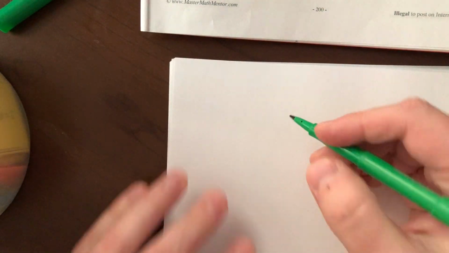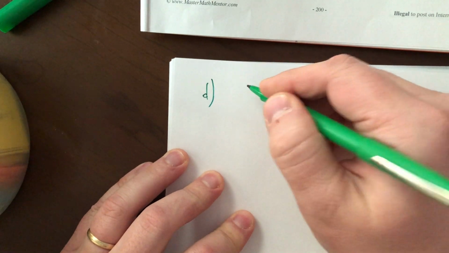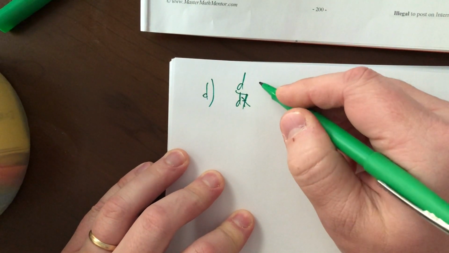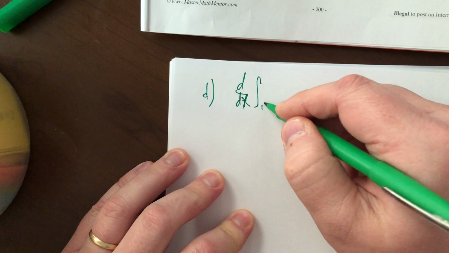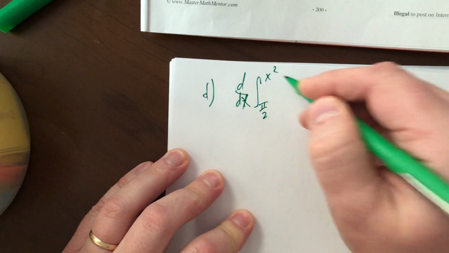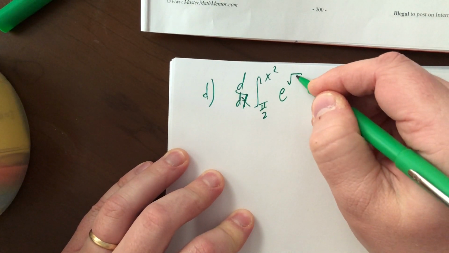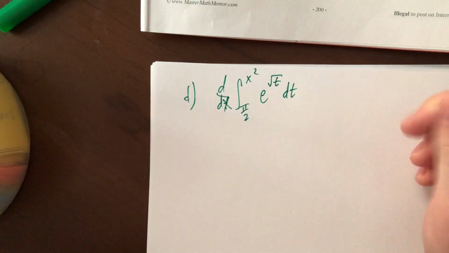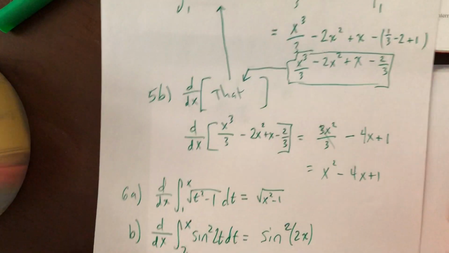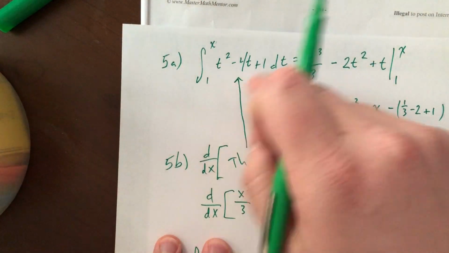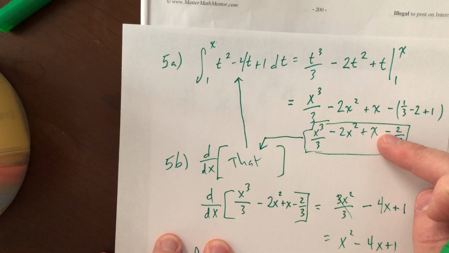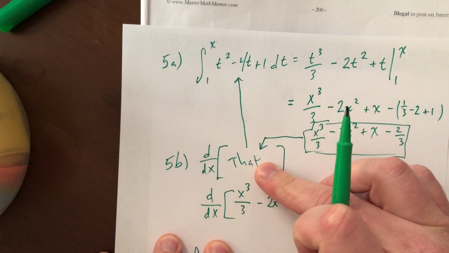So D says d/dx, not d/dt, of the integral from pi over 2 to x squared. Okay, so this is the only one that we really got to make sure we're careful. If you think about that process, we first took the integral, we got a thing, we plugged in the x, and then we took the derivative of that thing.